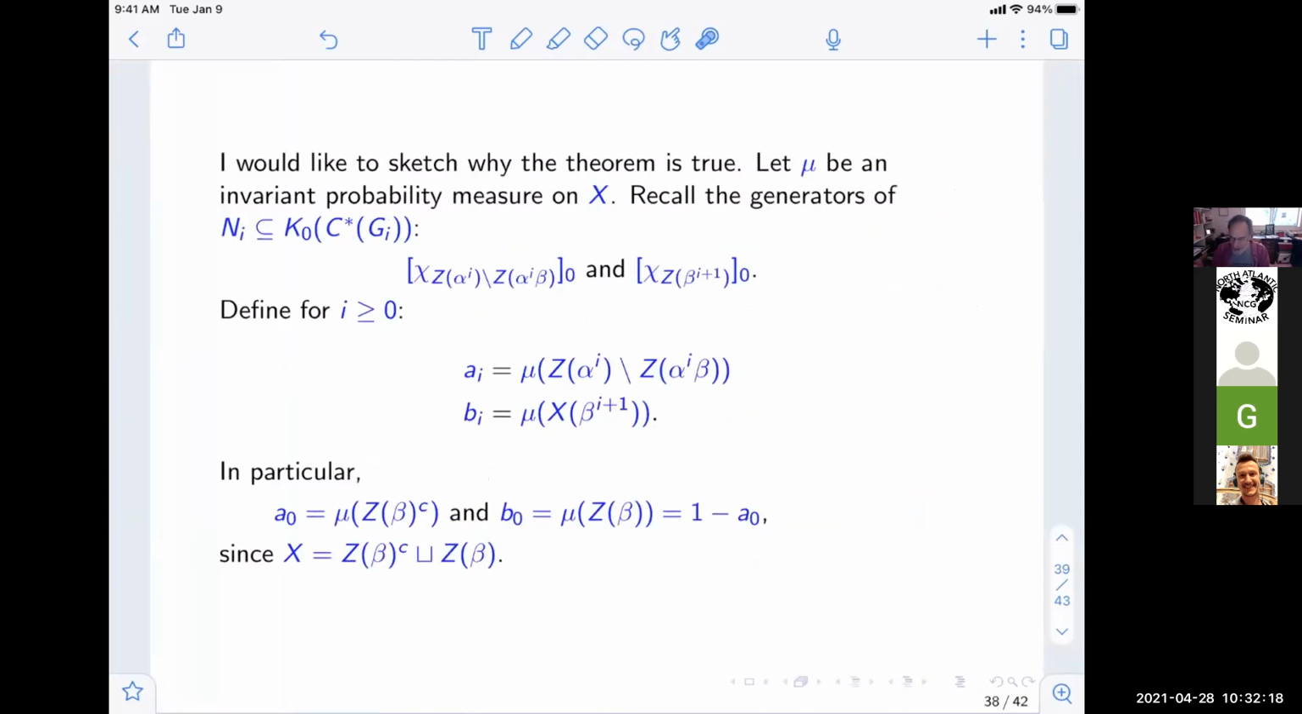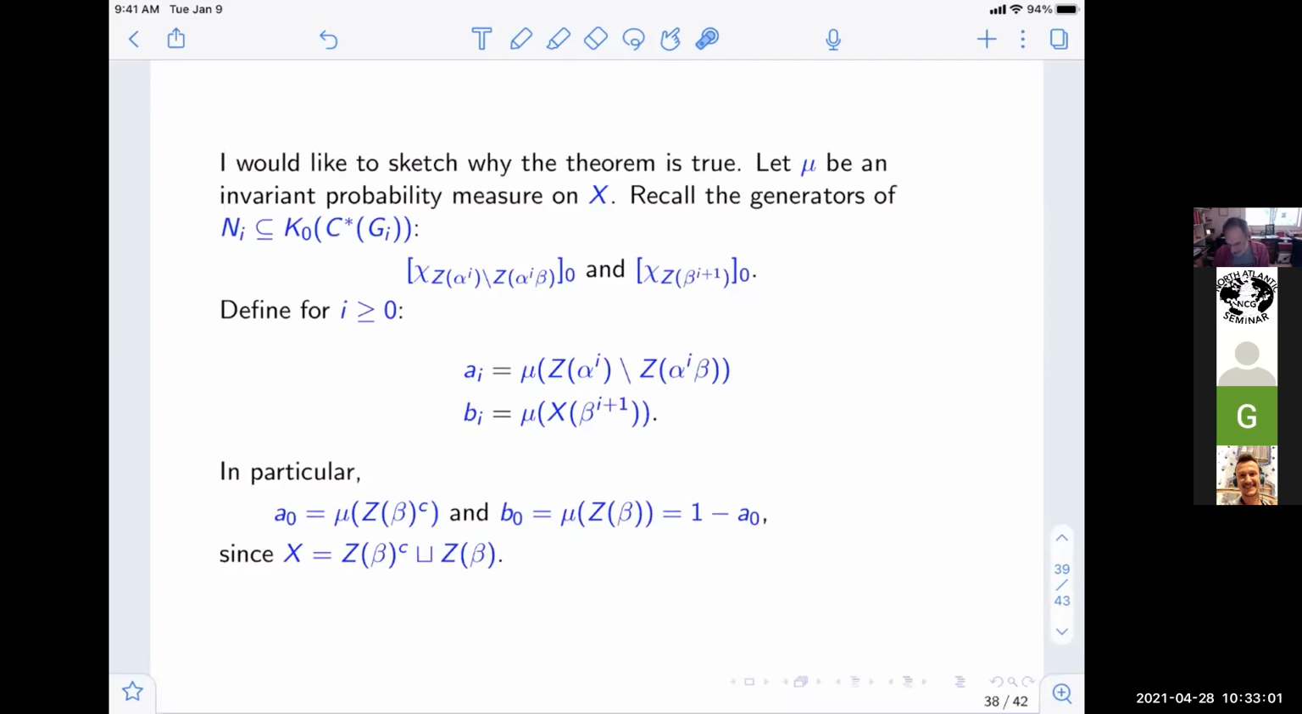Let me just show you where this uniqueness of the trace comes from. So let's go back to these generators for the Z squared component of the K-theory of the ith stage in our inductive limit. Right? So we had these characteristic functions of cylinder sets or a difference of cylinder sets, giving us K0 elements. Suppose we had an invariant measure, what would it have to be? Let's apply the measure to these sets. I'm going to call those A_i and B_i. In particular, A_0 is just the measure of all the things that don't begin with beta. And B_0 is one minus that, everything that does.